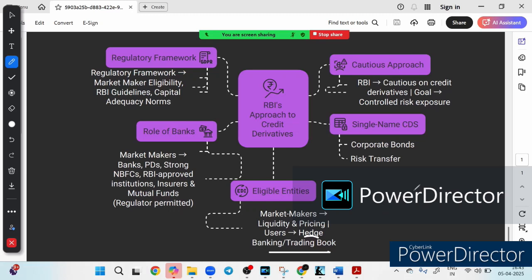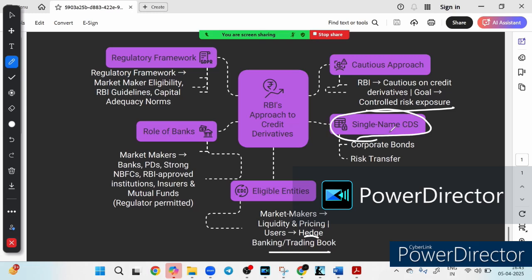And what is the RBI's cautious approach? Unlike some global markets, RBI does not allow unchecked trading of credit derivatives. Why? Because there is something called controlled risk exposure. It prevents excessive risk taking, right? And it avoids systemic crisis. Then there is something called single name CDS. Single name CDS means risk transfer with a focus.